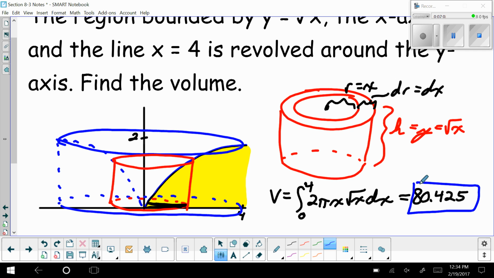Now, I could have gotten this exact same volume if I had done this using cross sections, but I would have had to do that with respect to y, and this would be a washer.